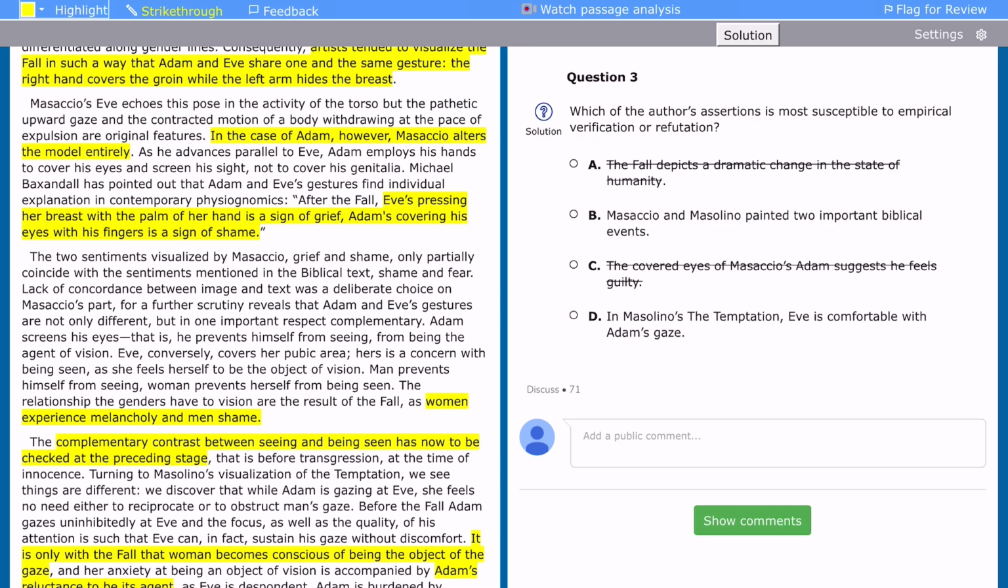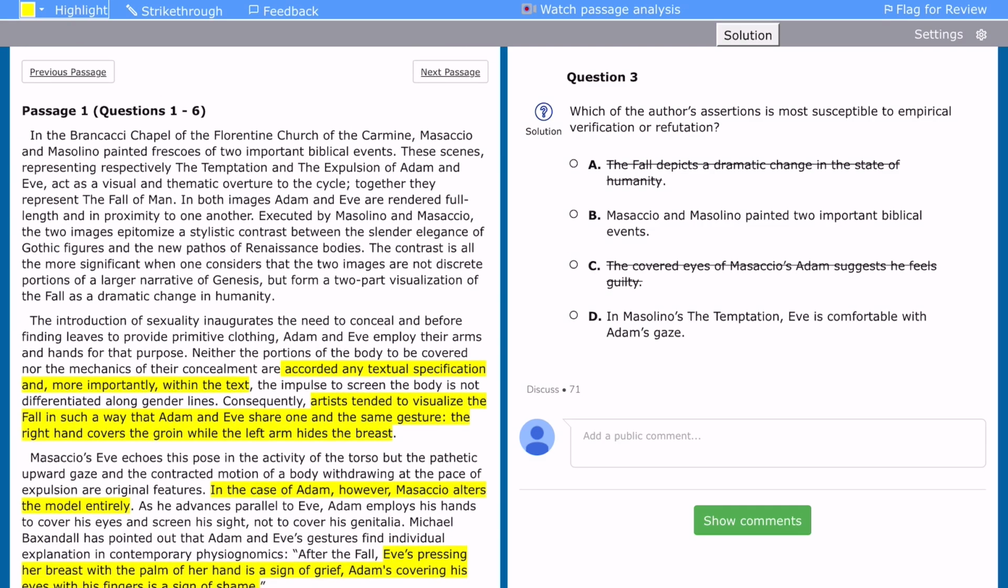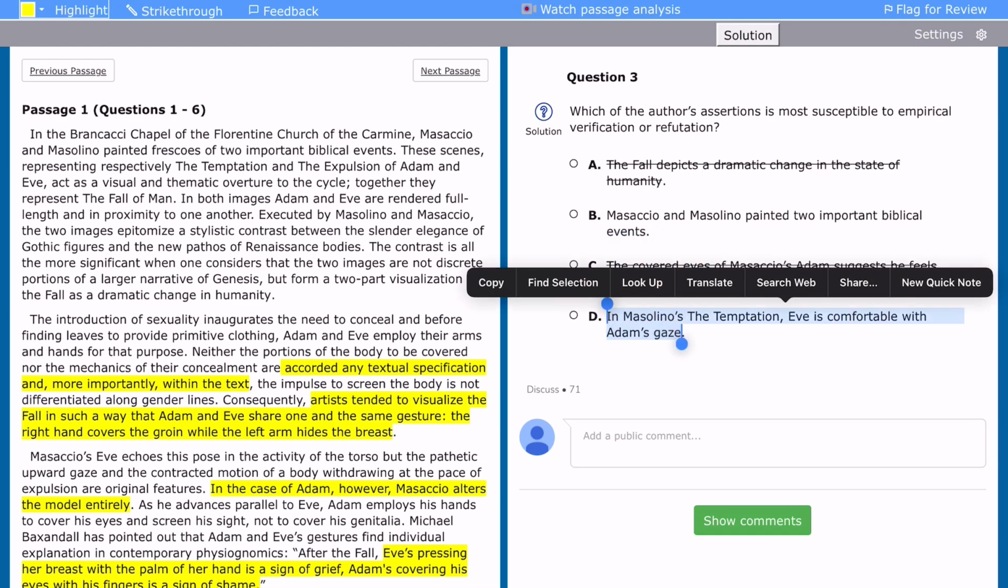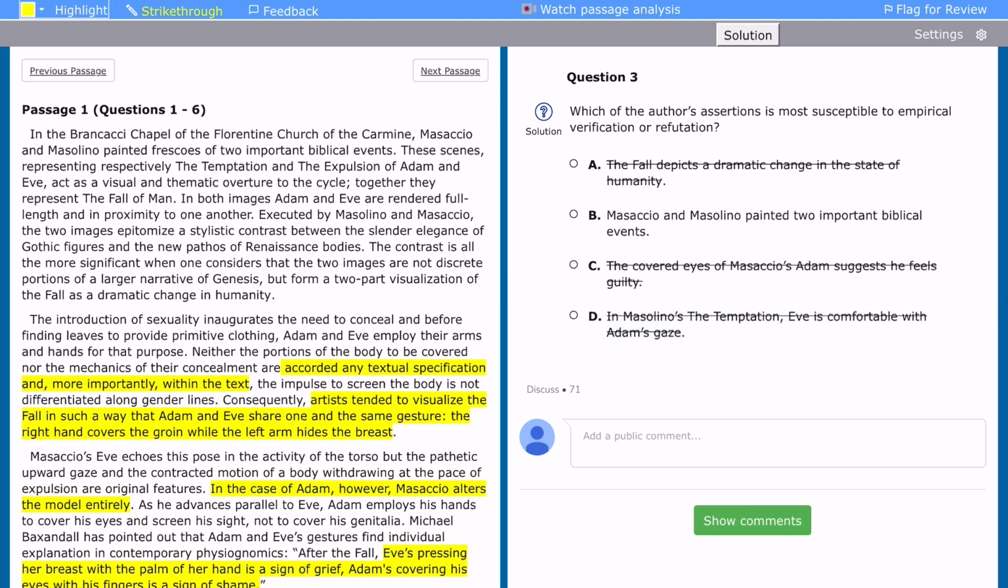And then answer choice D, in Masolino's The Temptation, Eve is comfortable with Adam's gaze. This is the same issue as in answer choice C, because we have no way of proving whether these people feel good or bad just based on them being within the painting. We can eliminate this as well. Straight through, which leaves us with answer choice B, Masaccio and Masolino painted 2 important biblical events.